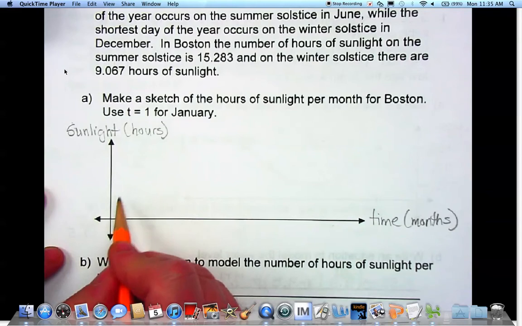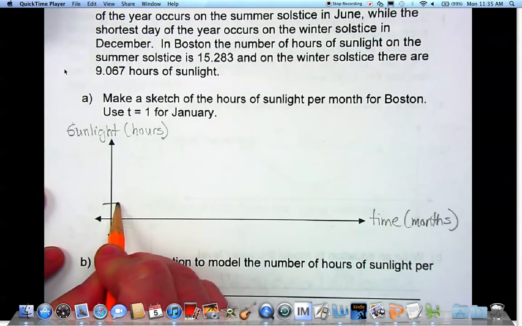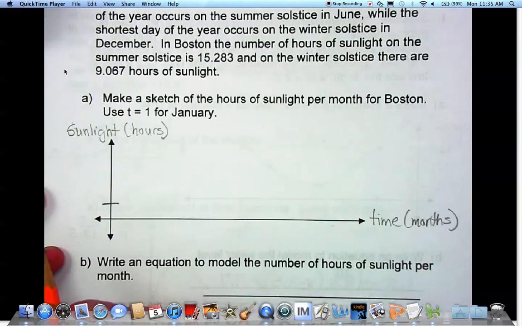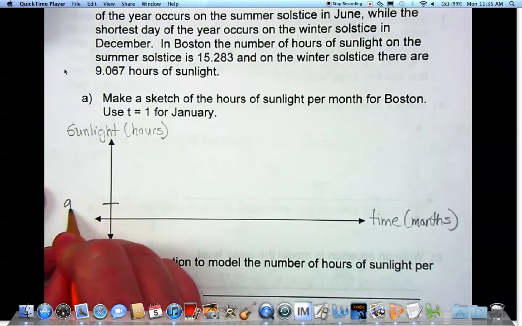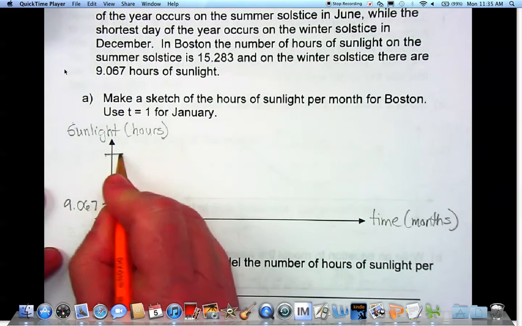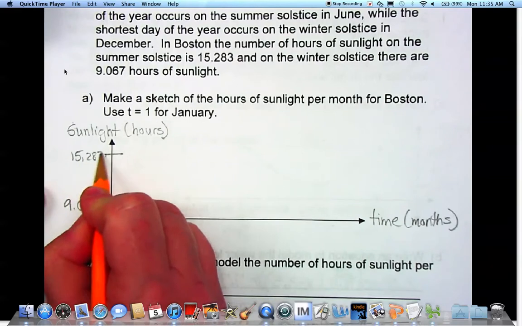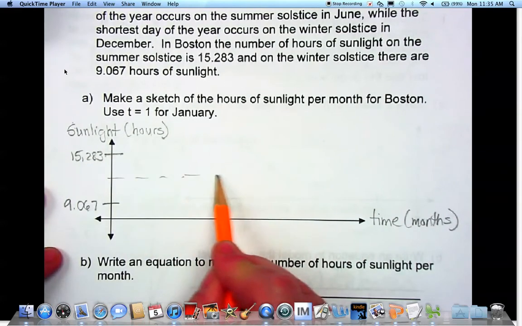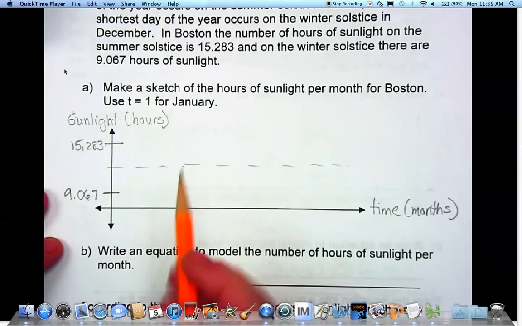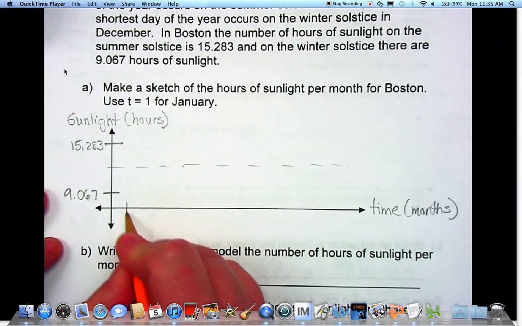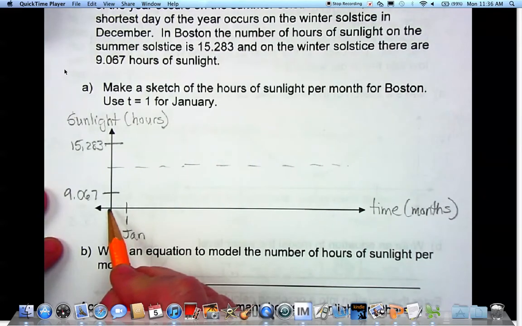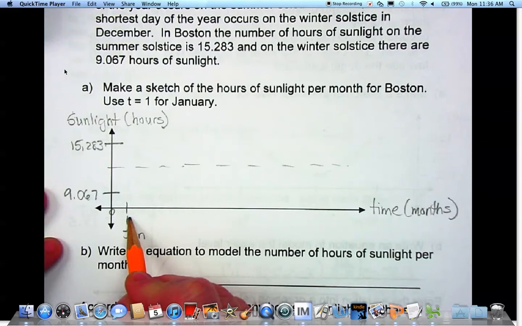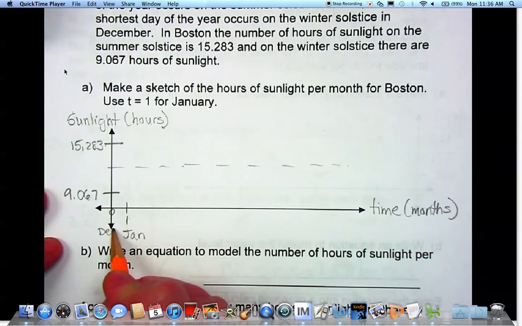Ben, what's the minimum number of sunlight hours? 9.067. Yes. What's the maximum number of sunlight hours? 15.283. That's good. All right, it says to use t equals 1 for January. So this 1 will be January. So what does it start at? If this is 0 here, what comes before January? December. It starts at December.